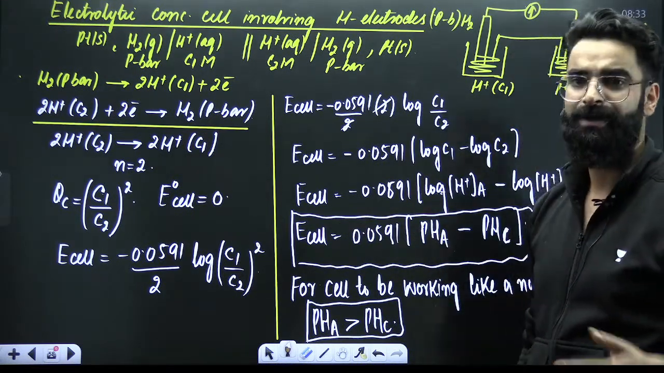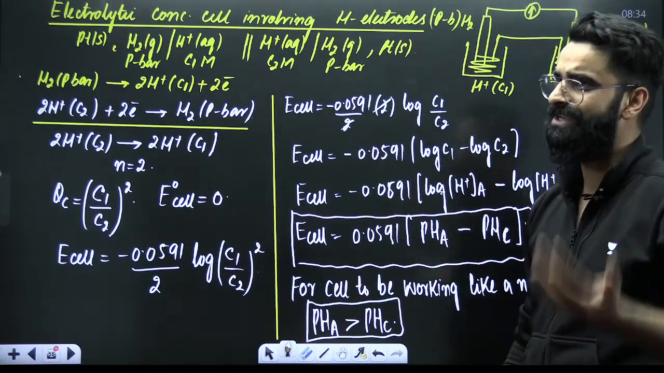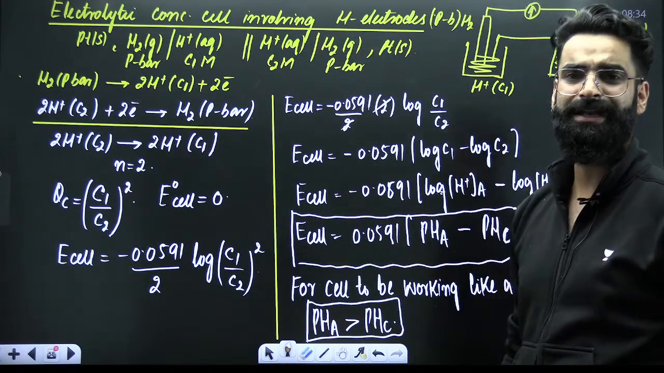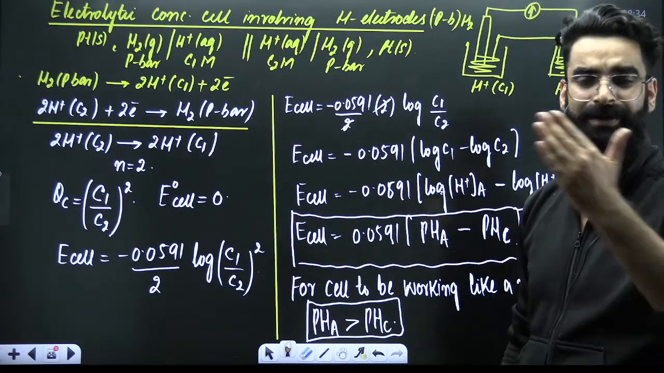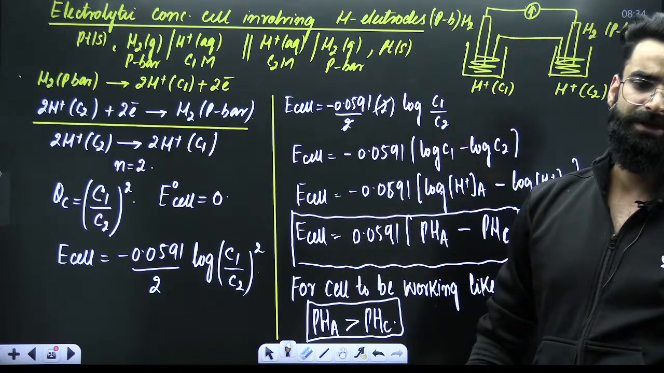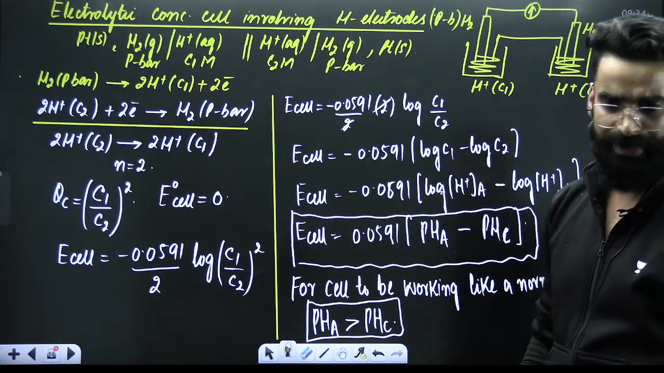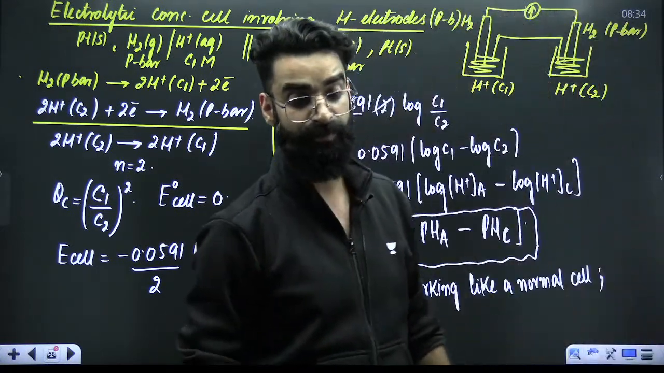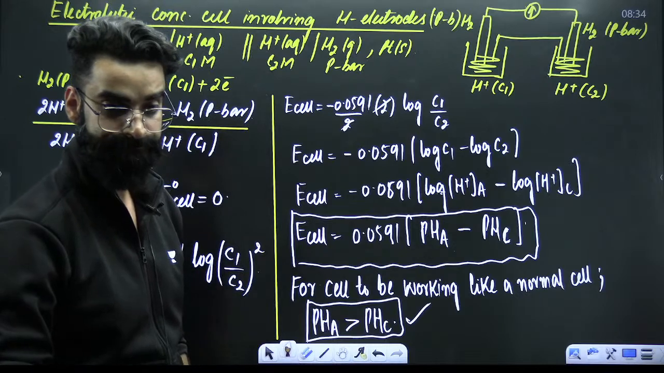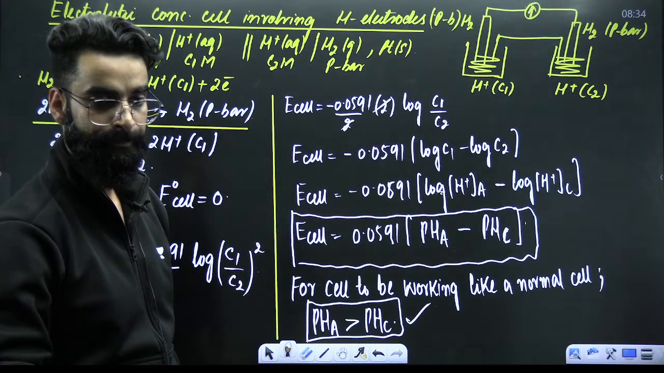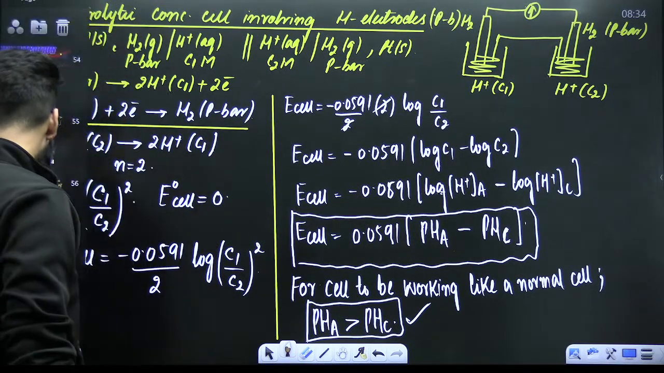Once E cell is positive, I'll say delta G is negative. If delta G is negative, cell reactions will be spontaneous. If cell reactions are spontaneous, that means that at anode oxidation will happen, at cathode reduction will happen, electrons will move from anode to cathode, and current will show its direction from cathode to anode, right? So for this particular cell to be working, do remember pH of anode should be greater than that of pH of cathode. Is this clear to everyone? Let me know once in the chats quickly.